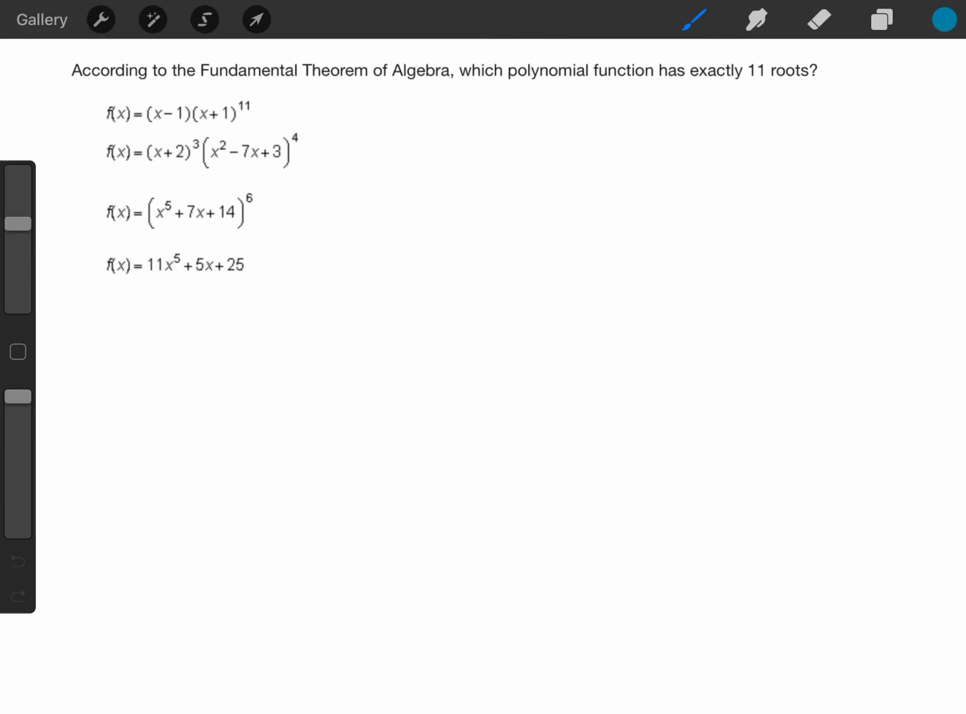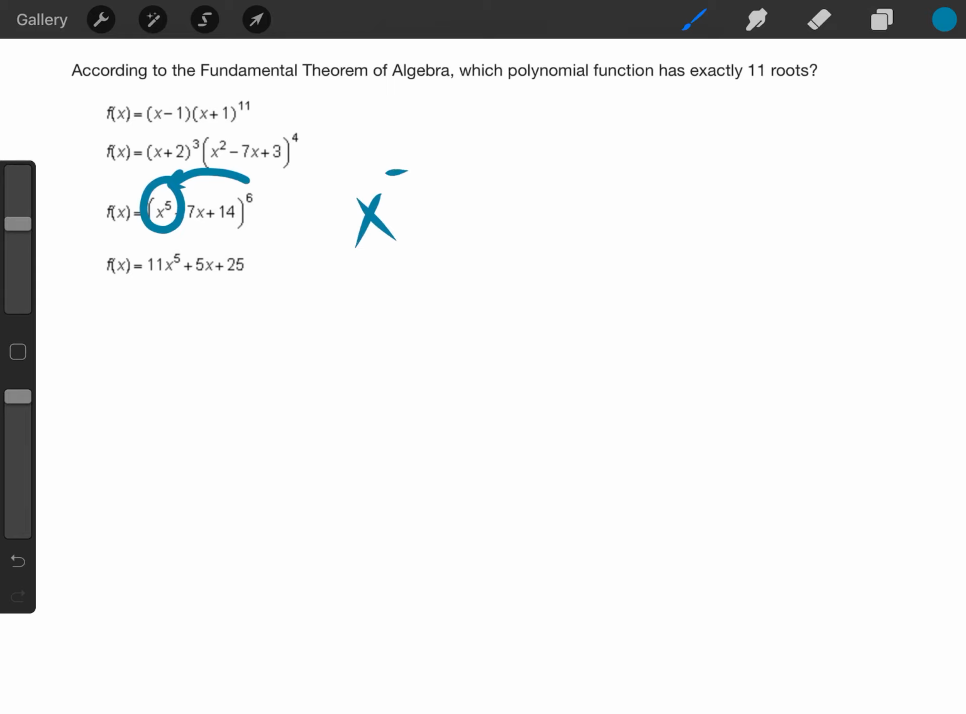All right, so another one. Which one has exactly 11 roots? So this is the one you just kind of pick and choose. You got to understand one thing: the power is going to distribute to the highest one. And you just need to look at the highest degree.